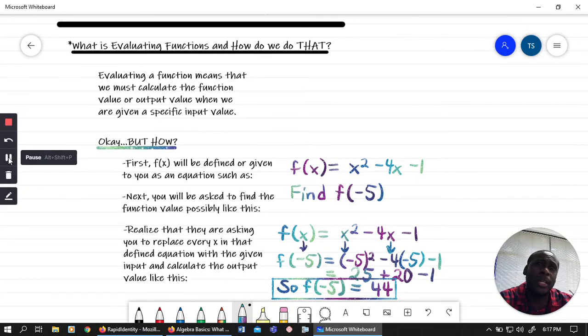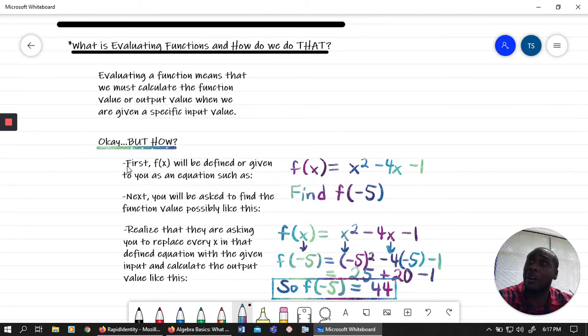So, what is evaluating functions and how do we do that? When we are evaluating a function, that means that we've got to calculate the function value, or in other words, we've got to calculate that output value when we are given a specific input value. Okay, but how? Right? I'm glad you asked, folks.